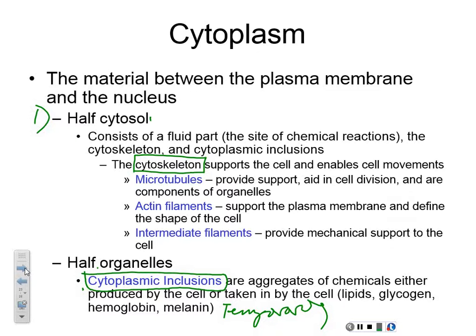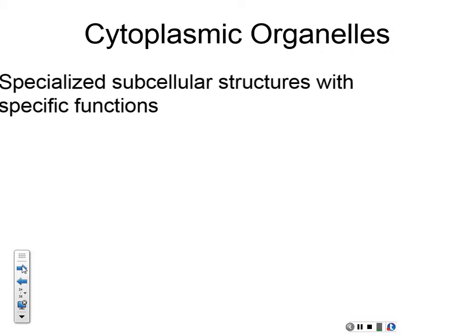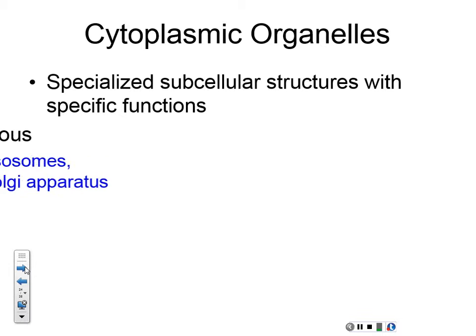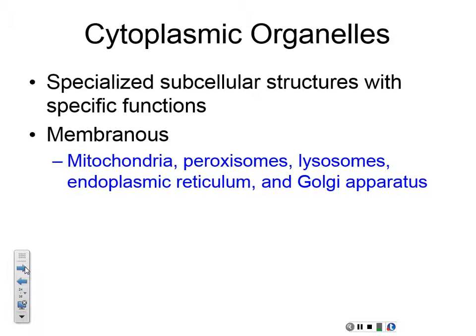So cytosol is the fluid part over there, and then organelles are suspended in it by the cytoskeleton, which is those microtubules and actin filaments and so on. All right. So we'll start with the nucleus and then move on to the next.